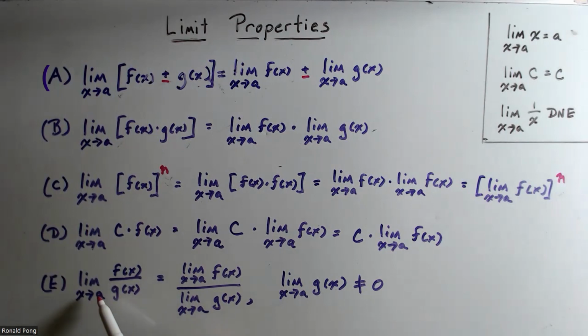Finally, the limit as x approaches a of a ratio of two functions, f of x and g of x, can be written as the limit of the numerator function divided by the limit of the denominator function. Of course, the limit of the denominator function cannot equal 0.